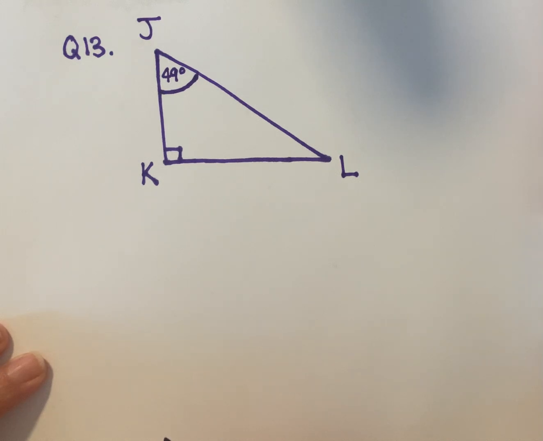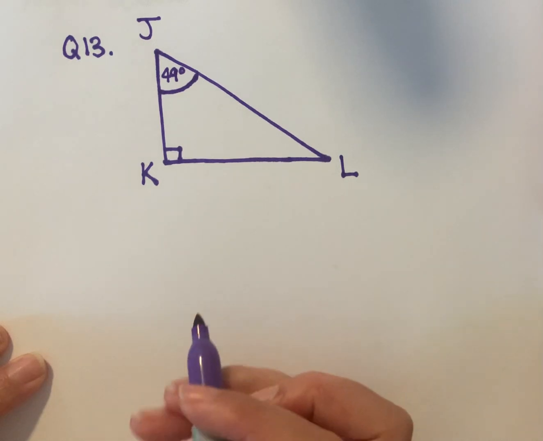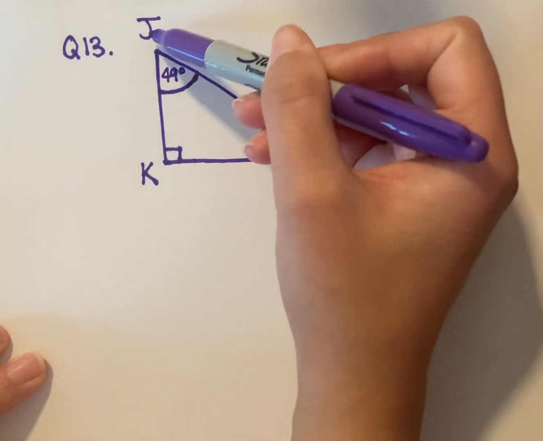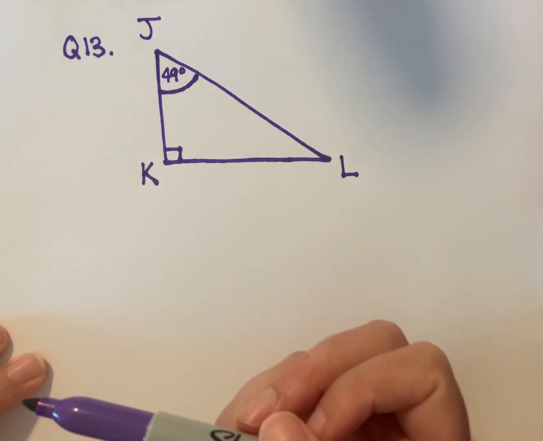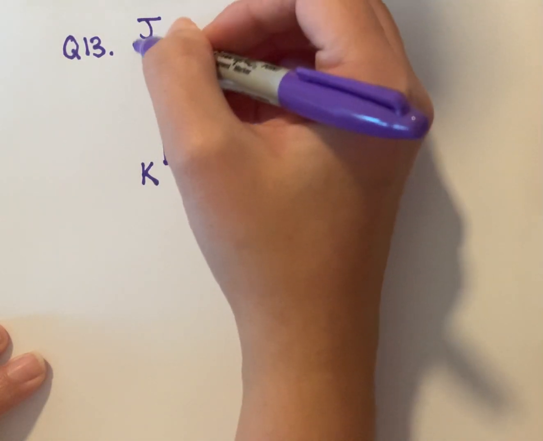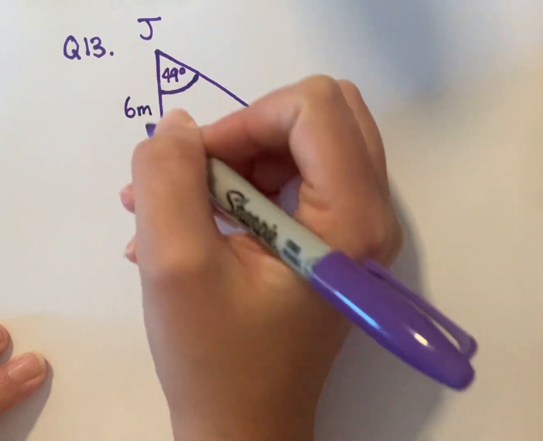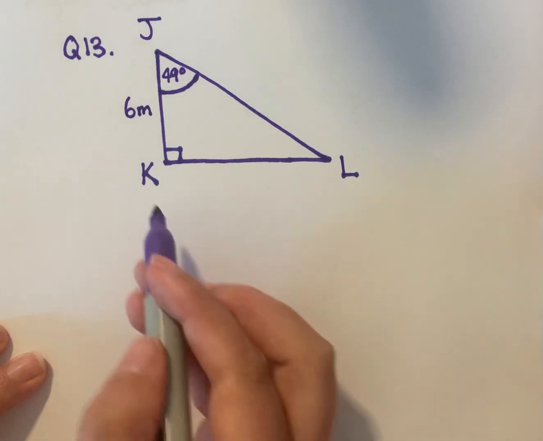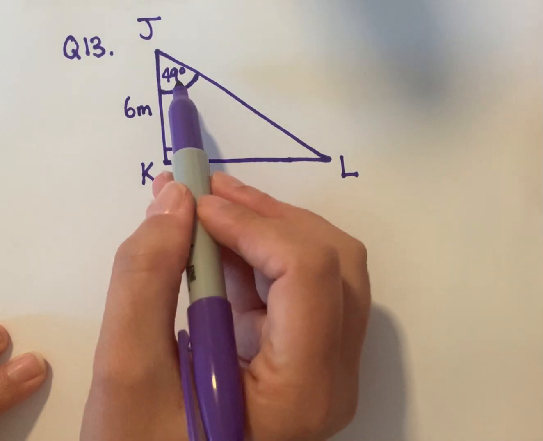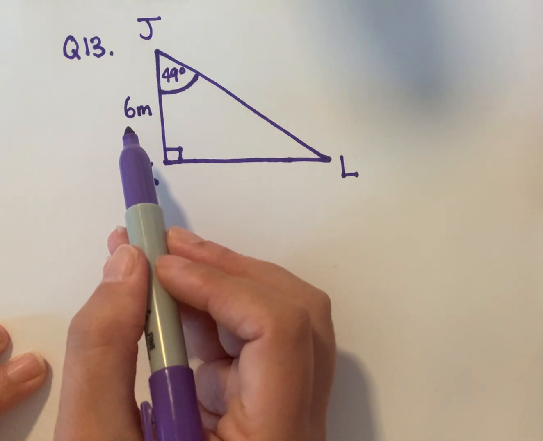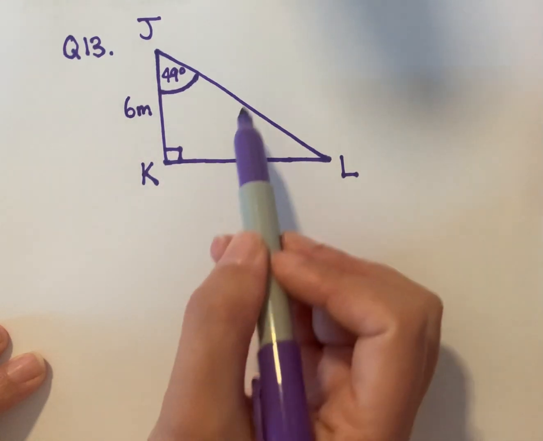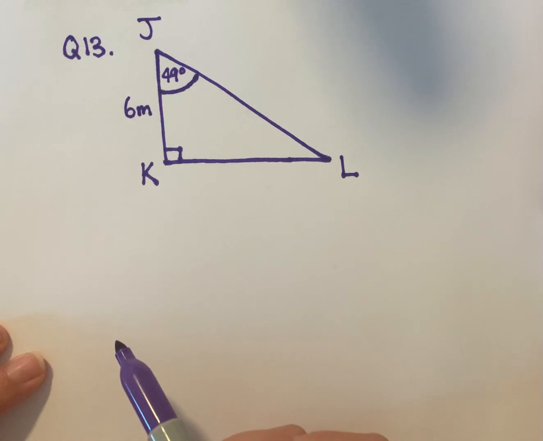It also says that JK is 6 meters. So meters, we're talking about a length here now, so it's not an angle, and it's side JK. Remember that the way we write sides is we use the two endpoints to label the side. So JK is just going to be this side here. JK is 6 meters, so we can label that in as well. Now we've got a right angle triangle with an angle and a side, which means if we use our trigonometric ratios, we can find either of the other two sides.